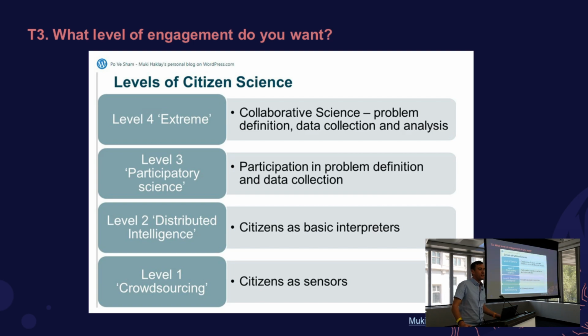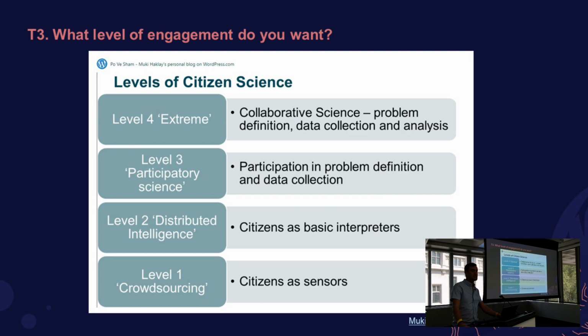What level of citizen engagement do you actually want? Well, wait a minute. I thought citizen science was just a thing. Now you're saying there are levels. Well, of course there are levels. There's complexity. And I have stolen this graphic from Mookie Hackley, who's a professor of extreme citizen science at UCL. And he broke it down into 4 levels, increasing complexity.